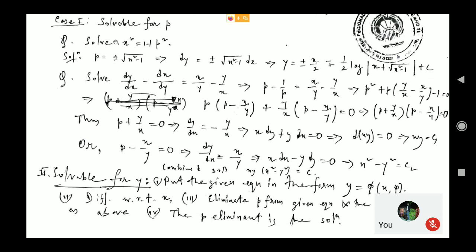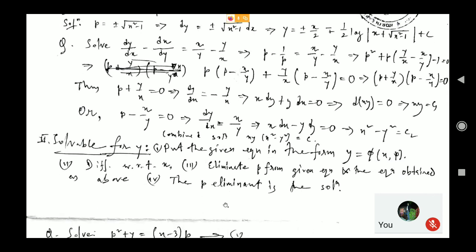So first case was solvable for p. Next case is solvable for y. Solvable for y, the working rule is put the given equation in the form y equal to function of x and p. That means if we can separate y from other variables, that is x and the derivative dy/dx, then it belongs to this category, solvable for y.